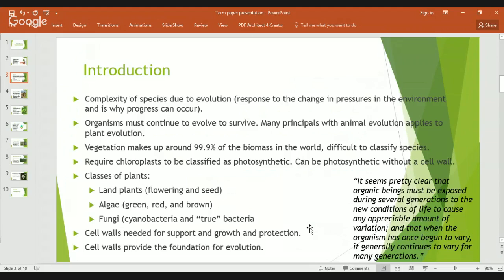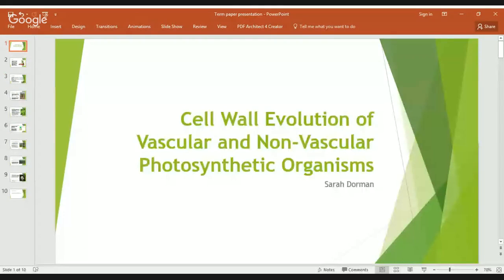All right, introduction. Species are so complex due to the way they evolved, kind of like the way animals evolved, that there are many kinds and species and varieties and subspecies present today due to different changes in the environment. Organisms must continue to evolve to survive. And then vegetation makes up 99.9% of the biomass.